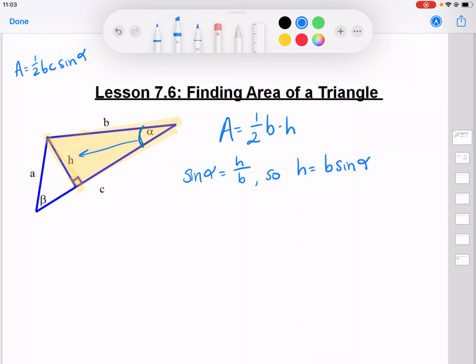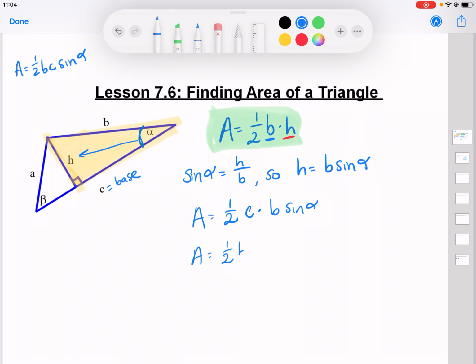Now remember, this formula up here is our key. You've used this formula for like ever. I don't remember when you guys learned this one. So I'm going to just substitute. The area is going to be a half times our base, which, because remember this represents base, not necessarily b, is c. So I'm going to do a half times c times our height, which is b times sine of alpha. And if you just rearrange that, you get a half times b times c times sine of alpha.